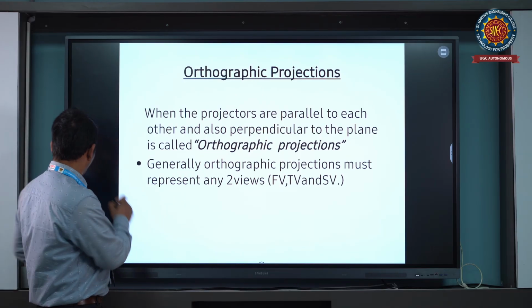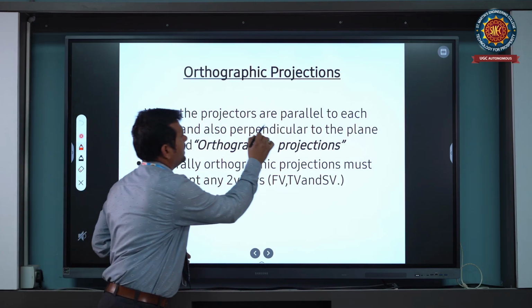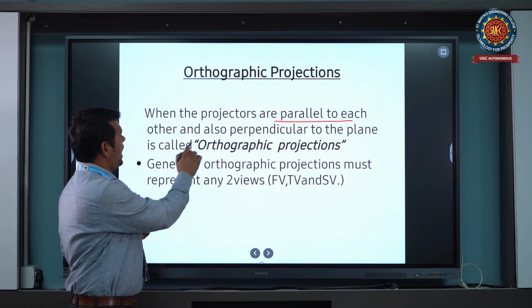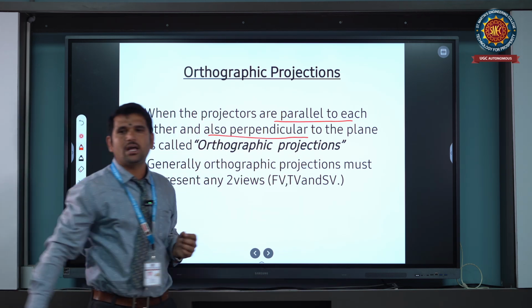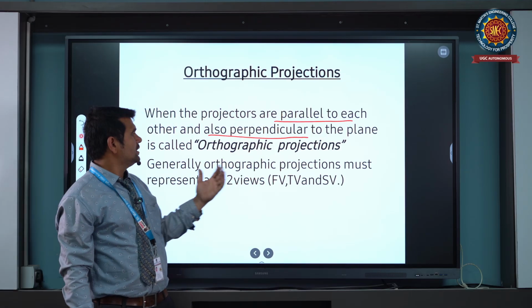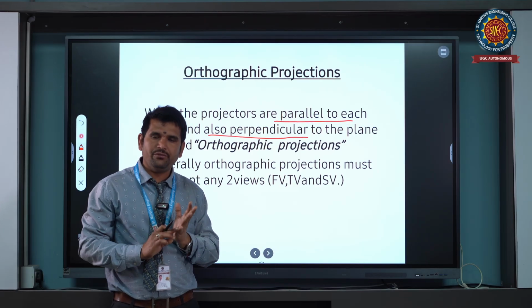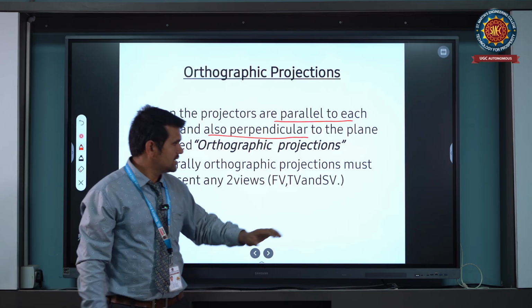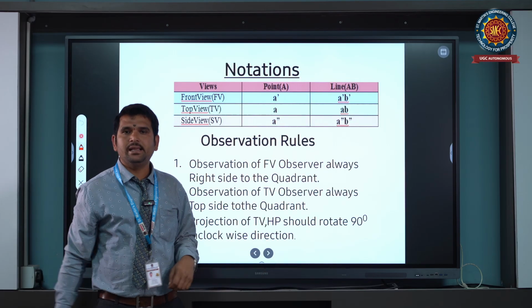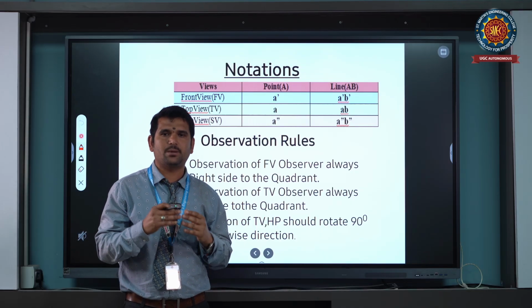Here the projectors are parallel to each other and also perpendicular to the plane. So this is the orthographic projection. In orthographic projections, there is a front view, top view as well as side view. And for drawing purposes, we have some notations.